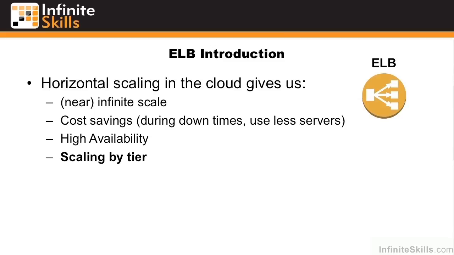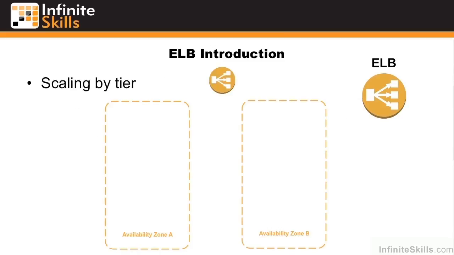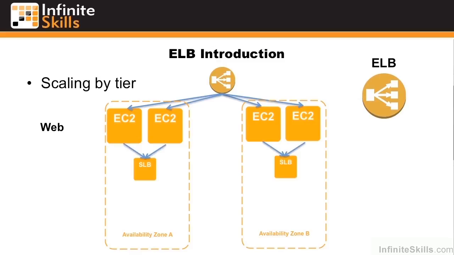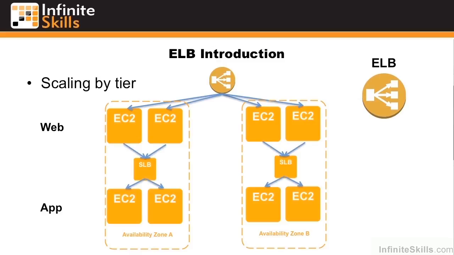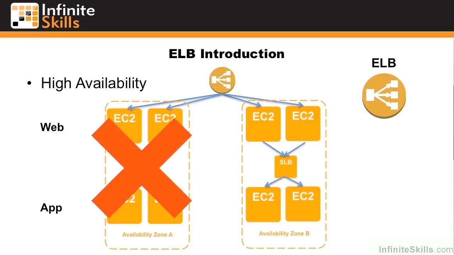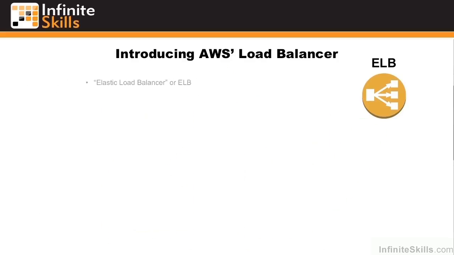Let's look at scaling by tier. Here we have an Elastic Load Balancer with two availability zones behind it. We have a web tier, which is being balanced to a software load balancer, and then an application tier behind that. We could scale our web tier independently of our app tier. It also allows for high availability. If, for instance, we lose one of our EC2 instances, we still have 3 running. And in fact, we can lose an entire availability zone and still have our application running in the other.